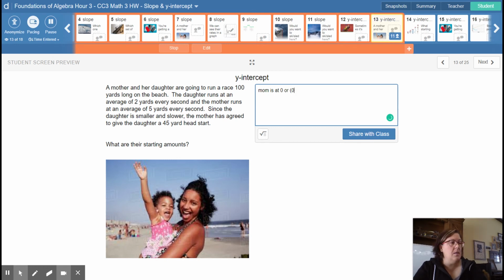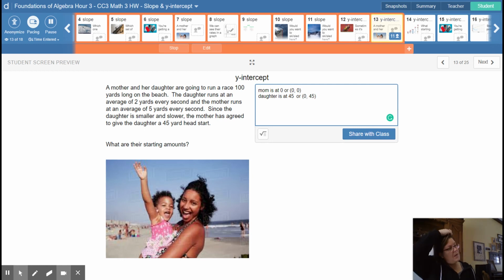Or, like I said, Jacqueline put the coordinate pairs. And the daughter got a 45-yard head start. So you would say she is at 45, or if you're going to put that as a coordinate pair, you're going to put 0, 45.